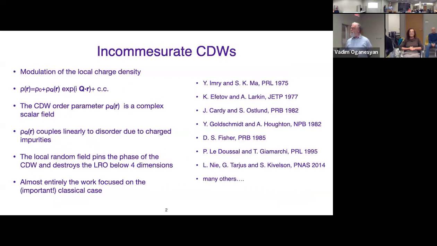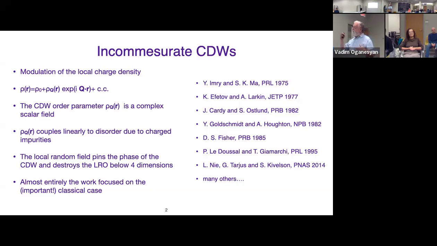Okay, so let me give you a lightning review of these many things that I know, by no means exhaustive. So what is the CDW? It is a spontaneous modulation of the local charge density. We write that as follows: we take the charge density, there will be some average density, which may also be slowly varying, and then the modulated part. In this case, I'm going for simplicity, and assume that it's unidirectional with the wave vector Q.